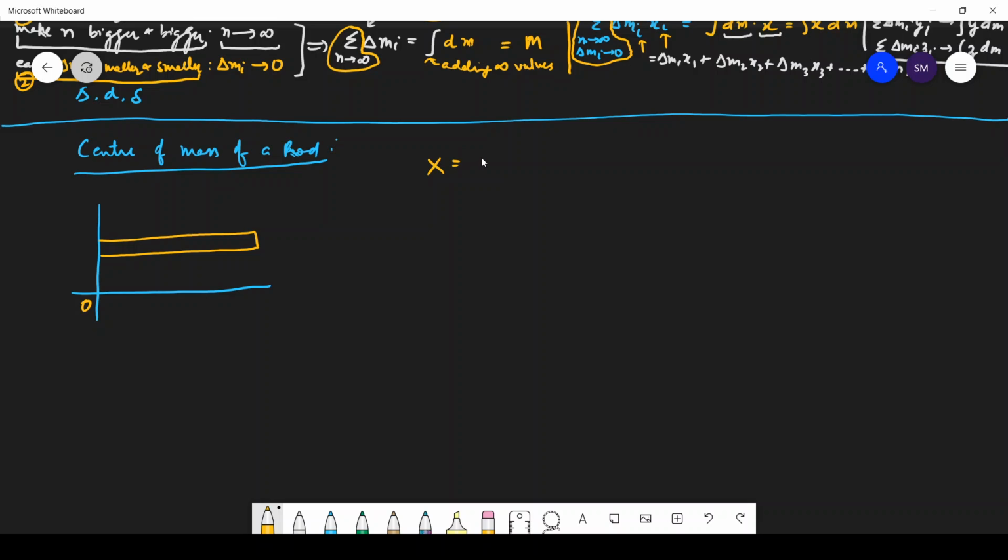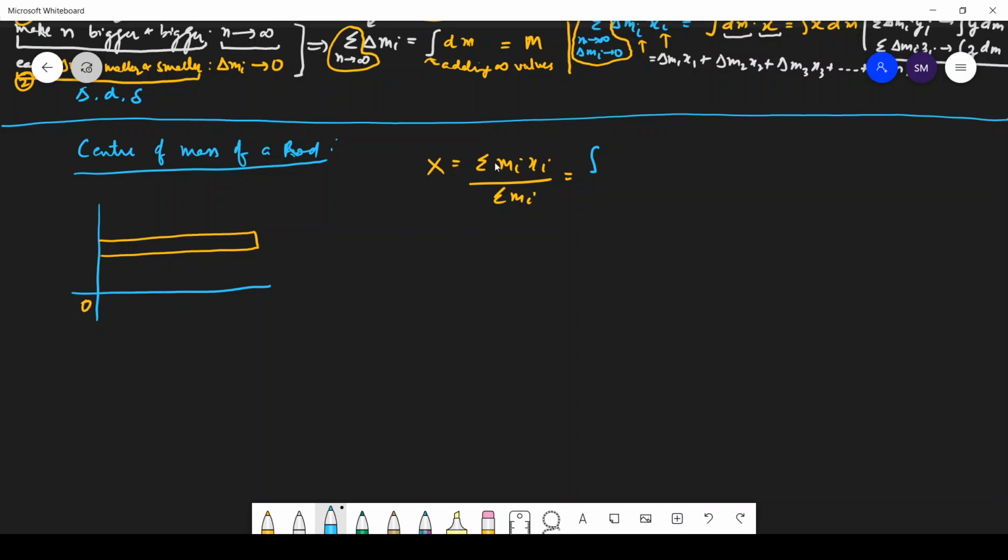So what is x equal to? If it is discrete, then x equals sigma mi xi divided by sigma mi, right? So if it is discrete form, discrete masses, how will you write it for continuous mass now? Yes, students, this summation will be changed to an integral sign. Very good.